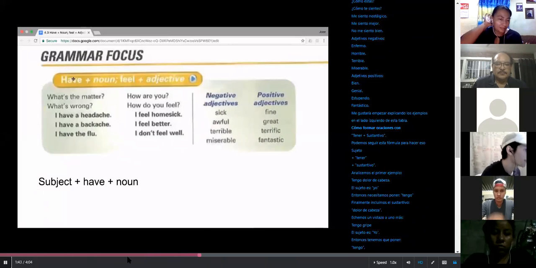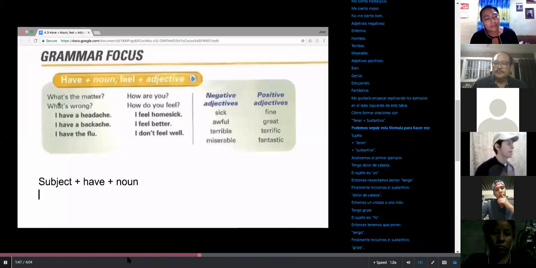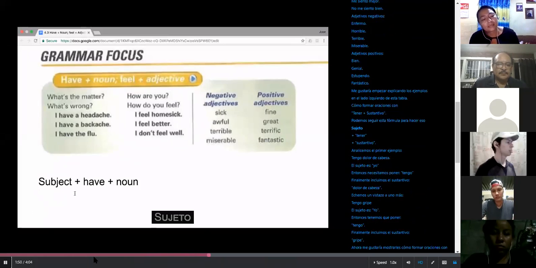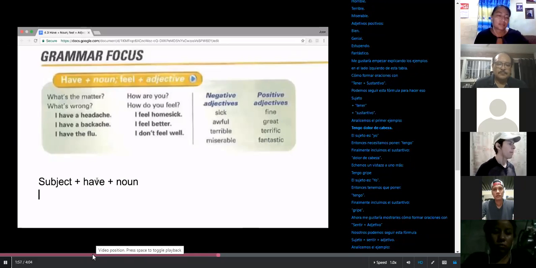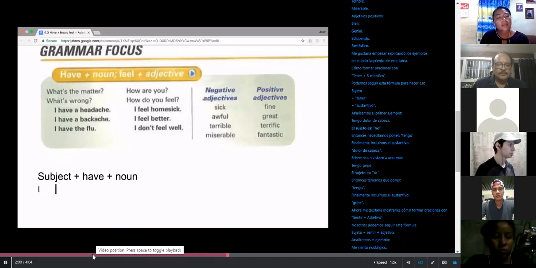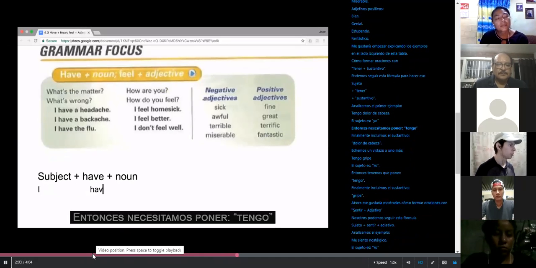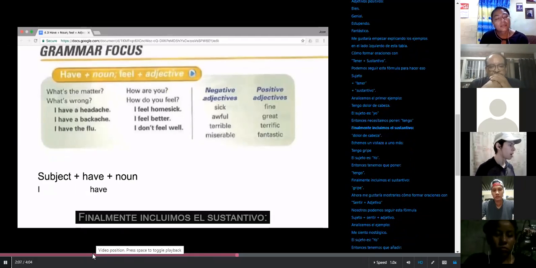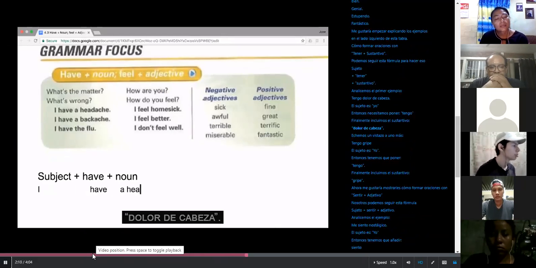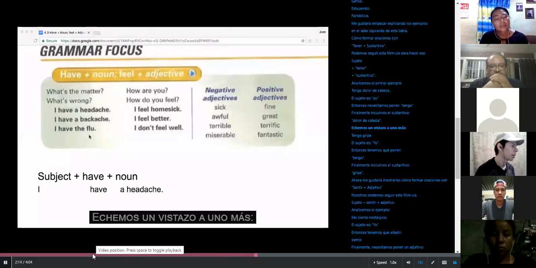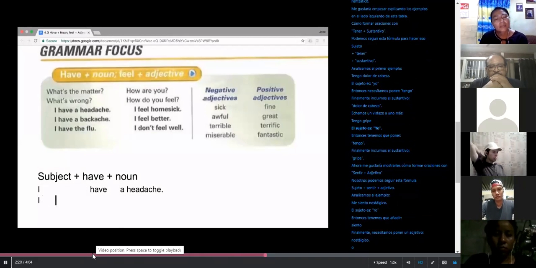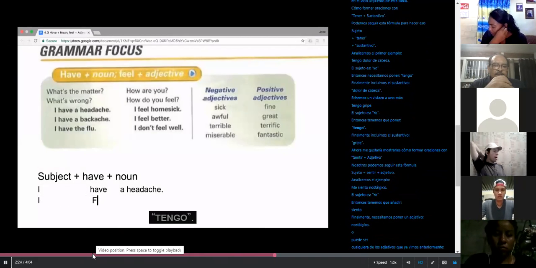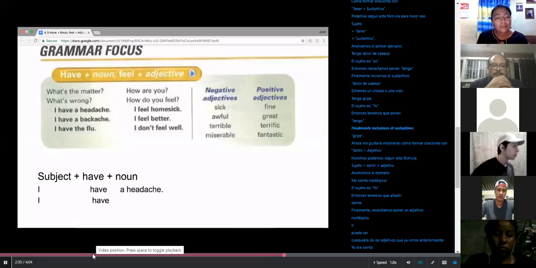How to form statements with have plus noun. We can follow this formula to do that. Subject plus have plus noun. Let's analyze the first example. I have a headache. The subject is I. Then we need to put have. Finally, we include a noun, a headache. Let's take a look at one more example. I have the flu. The subject is I. Then we need to put have. Finally, we include the noun, the flu.